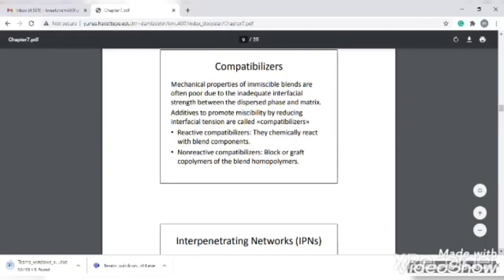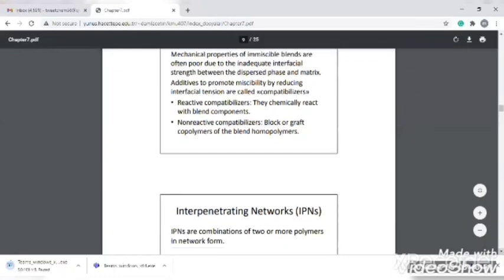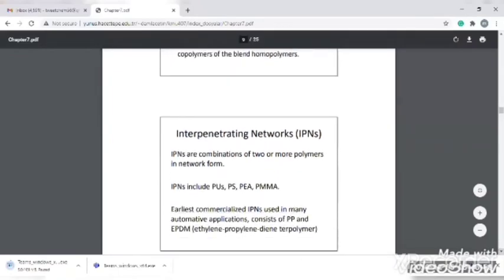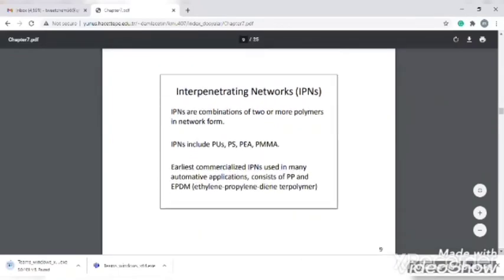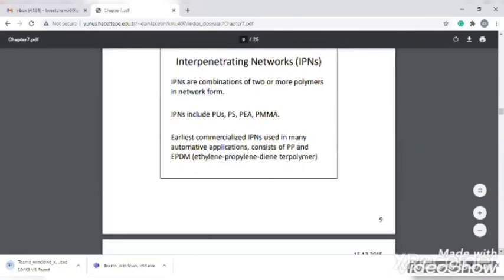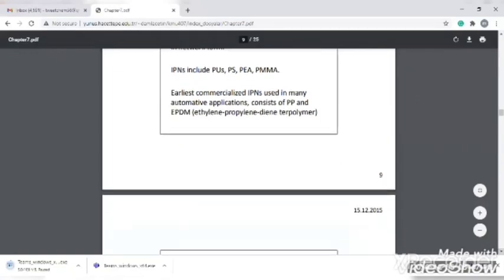They chemically react with blend components, and non-reactive compatibilizers are basically block or graft copolymers of the blend homopolymers. What is an interpenetrating network? IPNs are a combination of two or more polymers in a network form, and IPNs include PU, PS, PEA, and PMMA. These are basically polymers. Okay. The earliest commercialization of IPNs was basically in automotive applications, consisting of PP and EPDM, ethylene propylene diene terpolymers.